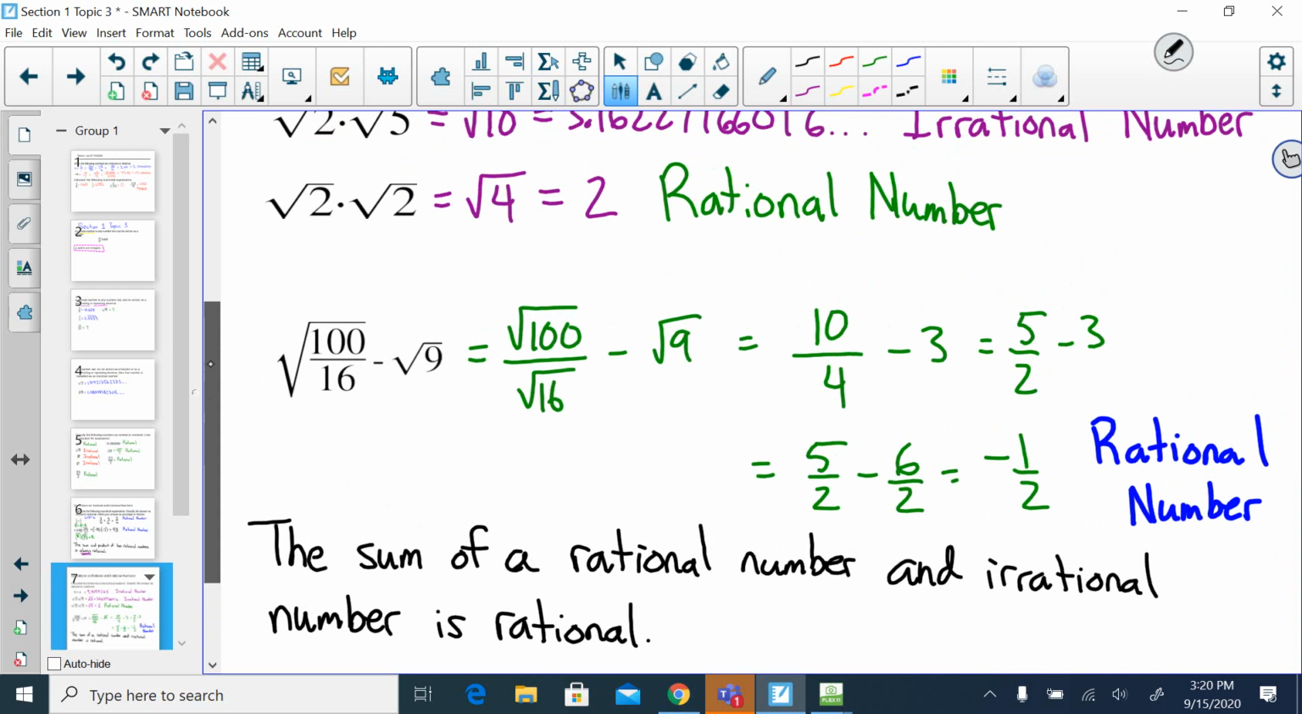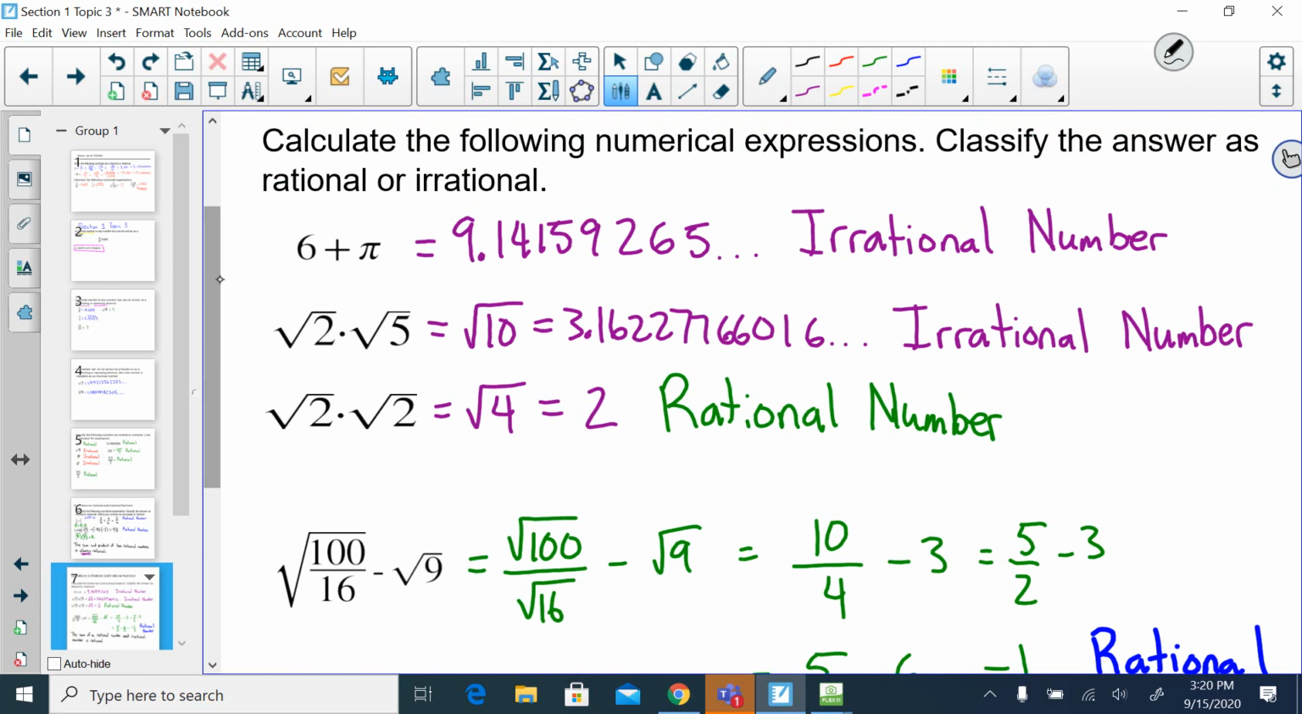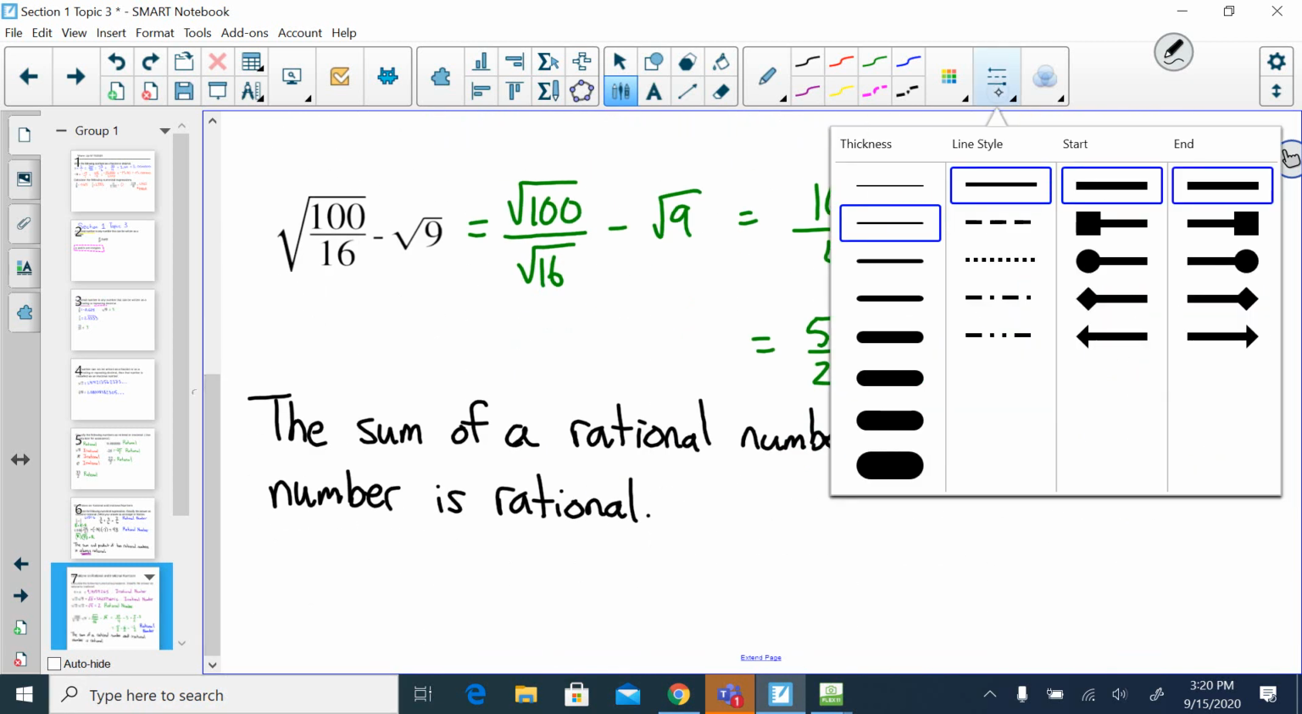Let's look at the next one that we did. Square root of 2 times the square root of 5. Square root of 2 is an irrational number. Square root of 5 is an irrational number, and our answer that we got was irrational. But if you look at the next one, square root of 2 is an irrational number, and the other square root of 2 is still an irrational number, but our answer was a rational one. It was 4. It was the square root of 4, which now became 2. So here's what we got to say about the product of two irrational numbers.